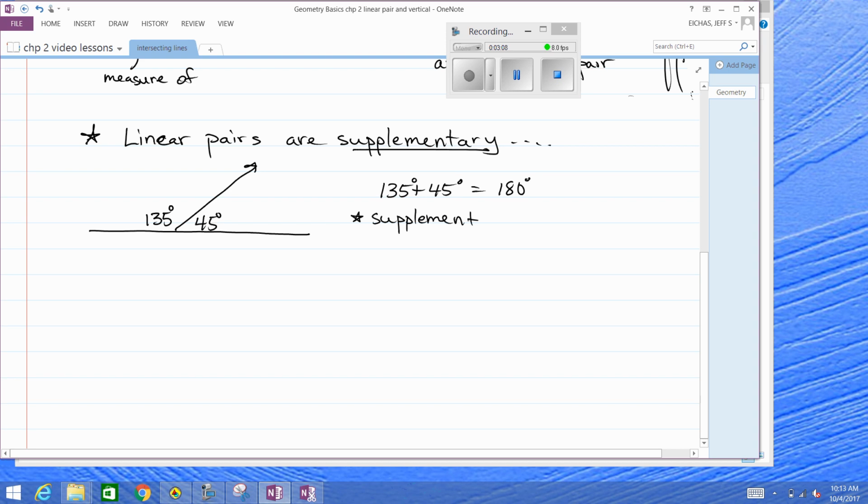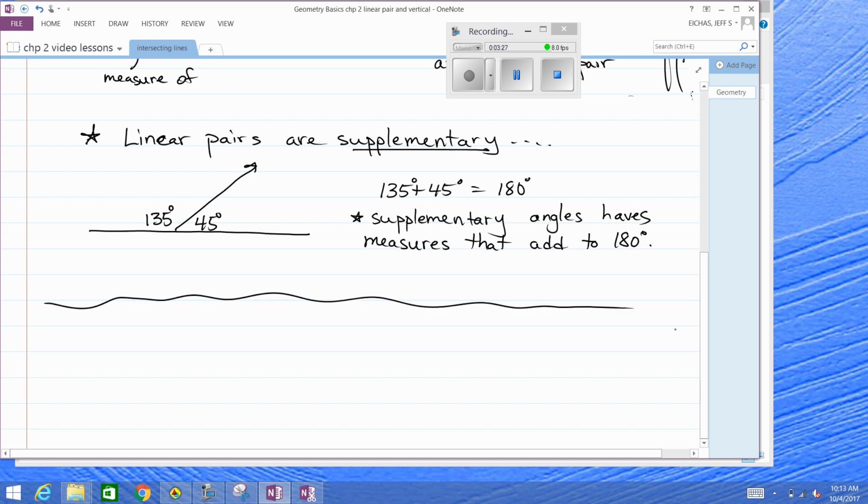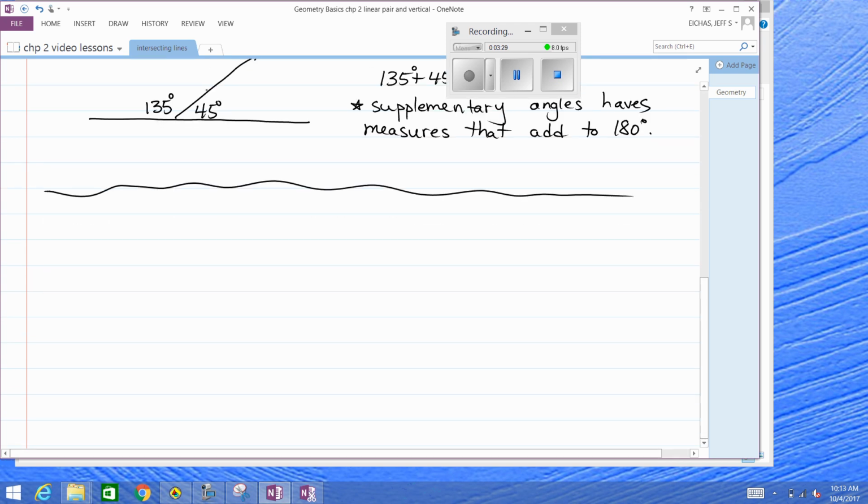Supplementary angles have measures that add to 180 degrees. Okay, next. Now, what we're really going to get into all year, this problem will come up in a more complex situation all year. So we really got to lock this down. What we're going to look at next is just to solve a quick, easy one.